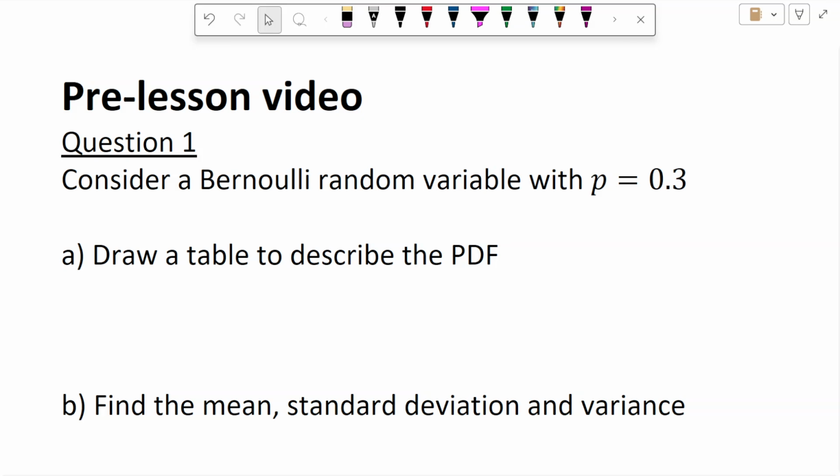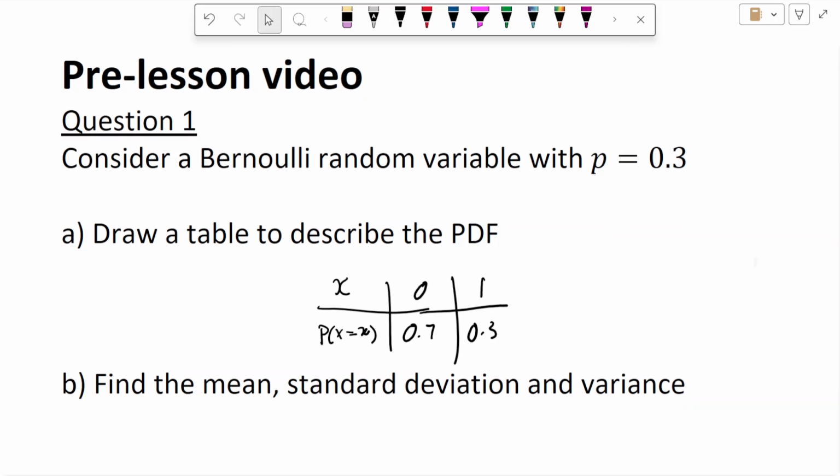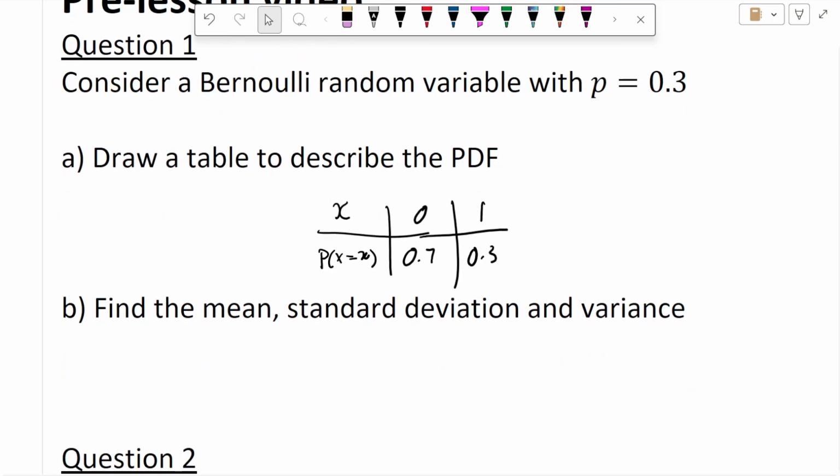P is 0.3, and we can draw a table to describe a PDF. So it could look something like this. 0 or 1, if P is 0.3, then we got that, and it would be 0.7 the other number needs to be, because remember they have to add up to 1 there. Find the mean, standard deviation, and variance.